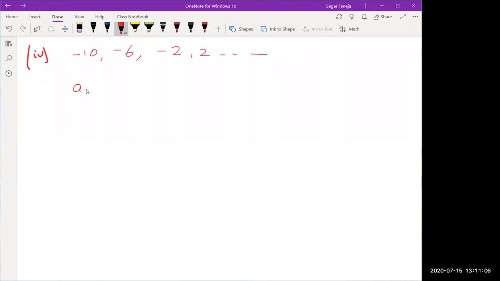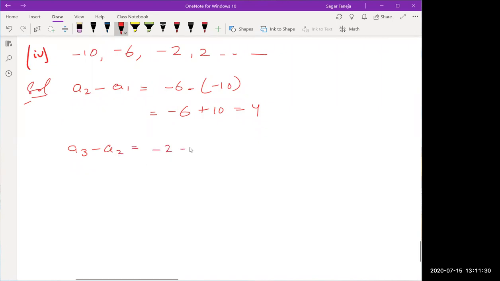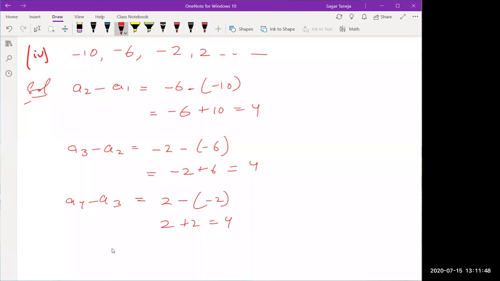Here we can check whether this is an AP or not by subtracting the consecutive terms. So A2 minus A1 means -6 minus -10. So -6 plus 10, which is equals to 4. So here the difference is 4. Now A3 minus A2, that is -2 minus -6. So -2 plus 6. Here also the difference is 4. Then A4 minus A3, that is 2 minus -2. Then 2 plus 2, that is equals to 4.